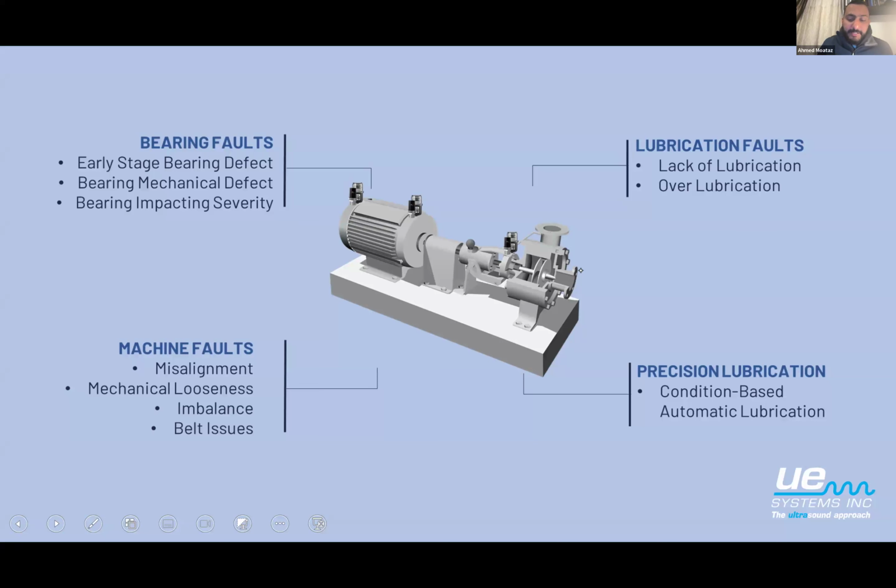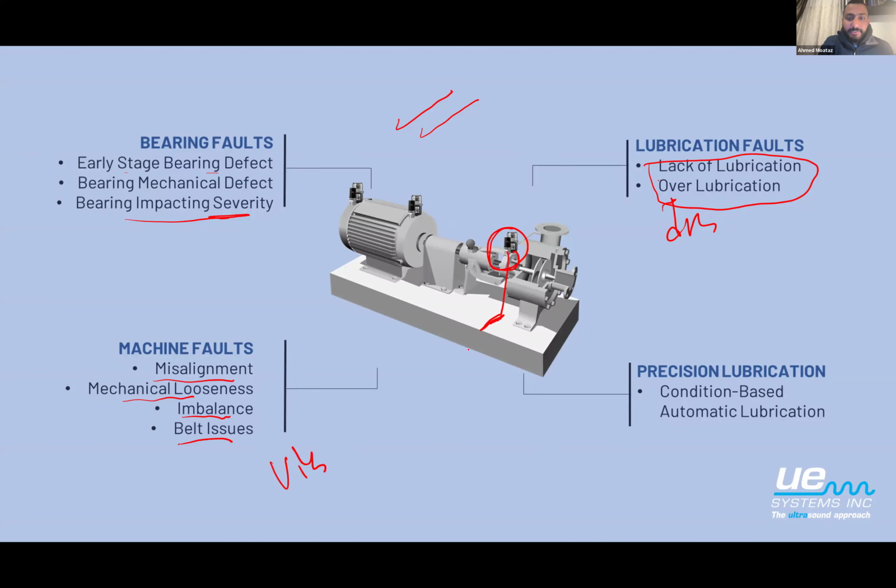And I can monitor the bearing lubrication, friction, ultrasound, vibration, even the temperature and the RPM as well. So it will be complete security for the bearings. So I can know the early stage bearing defect. I can also detect the bearing mechanical defect and bearing impacting severity, since I can detect the crest factor and also see the kurtosis. Also, I can see the lubrication faults, since the ultrasound sensor will help me to see the change in the decibel value. Also, I can detect misalignment, mechanical looseness, imbalance, and belt issues, since I also have a vibration sensor in the same sensor.